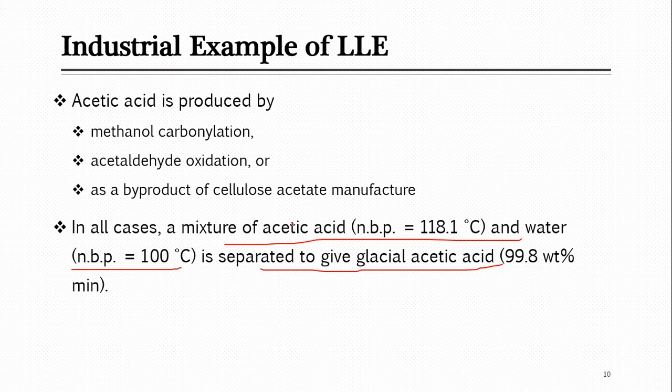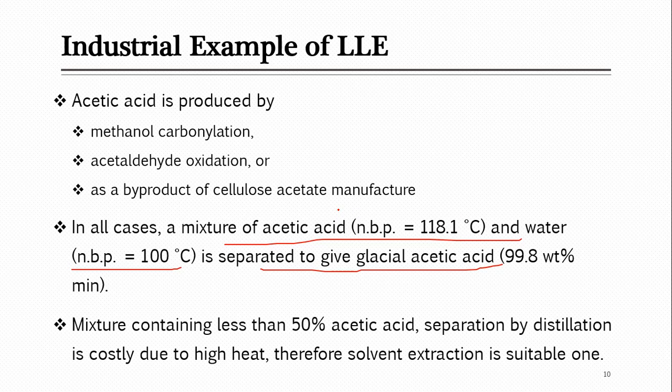So now in order to get this glacial acetic acid, what you have to do is separate it from water. And now, as we have discussed a few slides back, if you recall, what option do we have here to separate this acetic acid from water? Just think over it. Okay, maybe you can say distillation. Can we go for distillation? Yes, they have a difference of 18 degrees C in boiling point, so we can go for distillation.